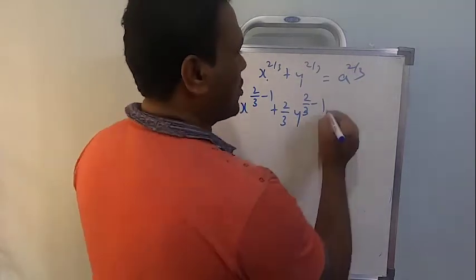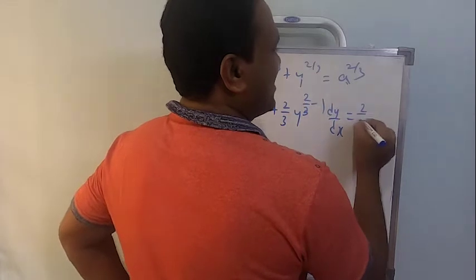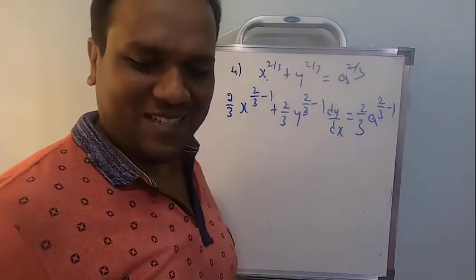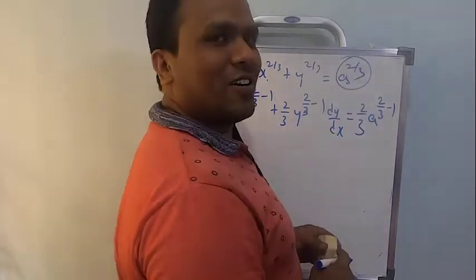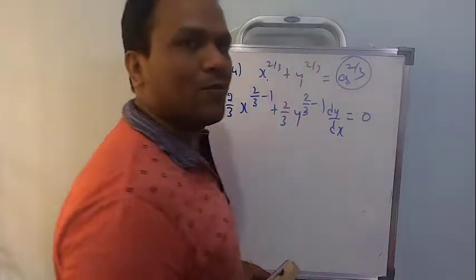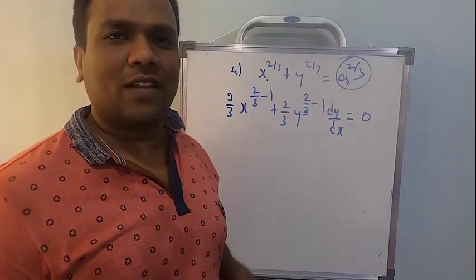So after differentiation, what should be written? dy by dx. And most of the students will write this as 2 by 3 into a to the power 2 by 3 minus 1. Is that correct? No, that's wrong. Because a power 2 by 3 is a constant, and differentiation of a constant will be 0. So you know what to do next. Simplify and just get the value of dy by dx.